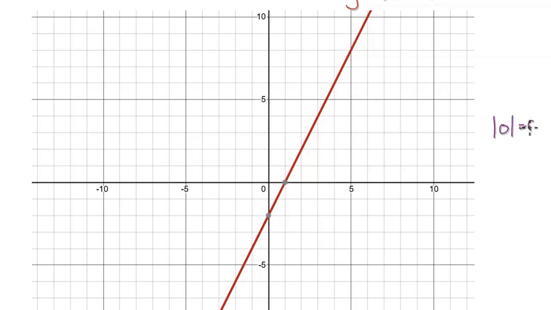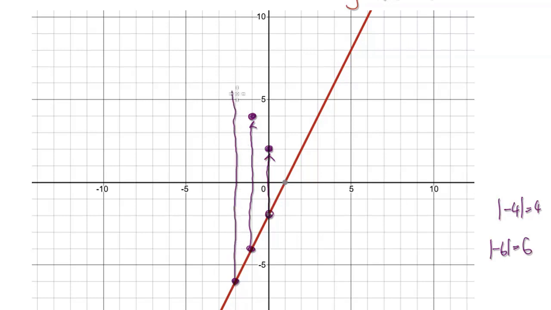The absolute value of 0 would be 0. So it stays the same. If you look at this here, this is -2. So the absolute value of -2 would be +2. So this point here gets moved up to +2. This is -4. So the absolute value of -4 will be 4. So this will get moved up to +4. This is -6. The absolute value of -6 is +6. So this point gets moved up to +6. So your overall graph will look like this.